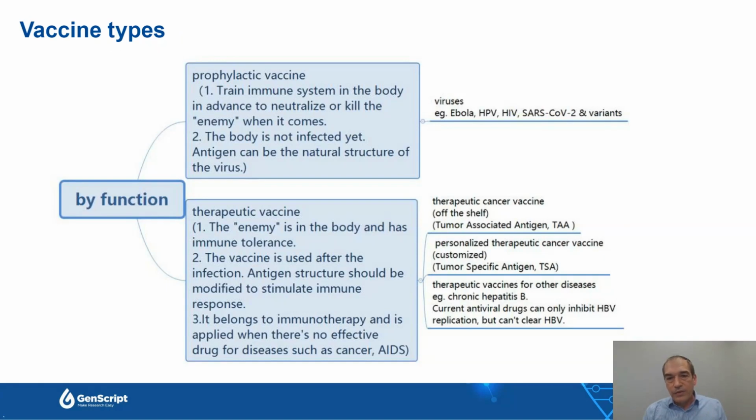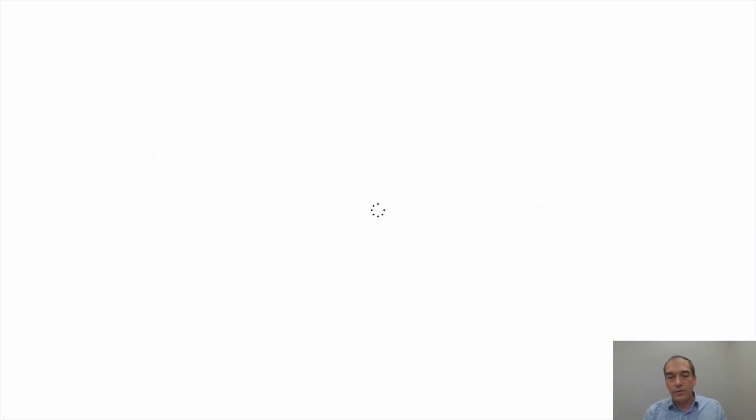And what are the different vaccine types by function? Typically, we have prophylactic vaccines that are usually used before the pathogen enters the human body. And there are also therapeutic vaccines that are typically used after the human body is infected by the pathogen. Some examples of prophylactic vaccines are the vaccines for Ebola, HPV, SARS-CoV-2. We all experienced that. And some of the therapeutic vaccines typically focus on tumor-associated antigens or tumor-specific antigens.